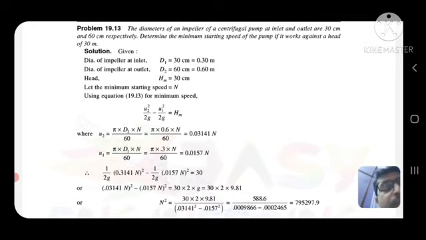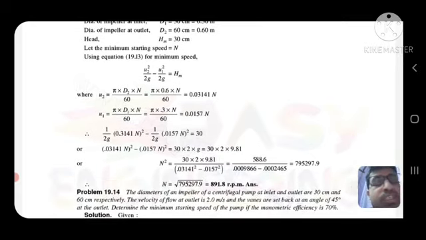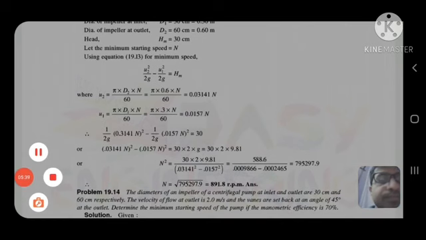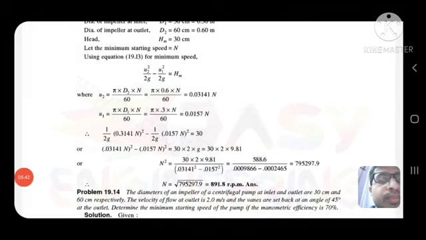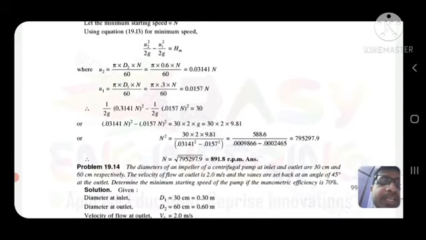Using the equation for minimum speed, u2 square by 2g minus u1 square by 2g equals hm. u2 equals pi D2 N by 60, pi into 0.6 into N by 60, which is 0.03141 N. u1 equals pi D1 N by 60, pi into 0.3 into N by 60, which is 0.0157 N. So 1 by 2g (0.03141 N) whole square minus 1 by 2g (0.0157 N) whole square equals 30.